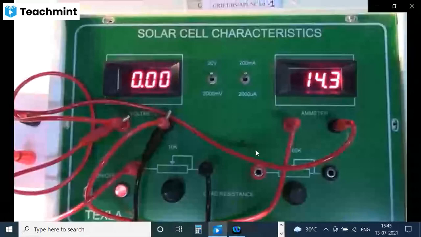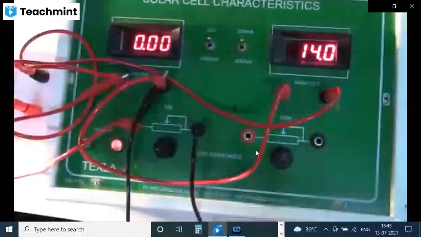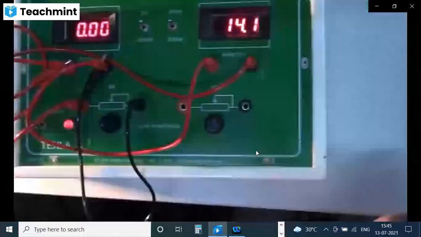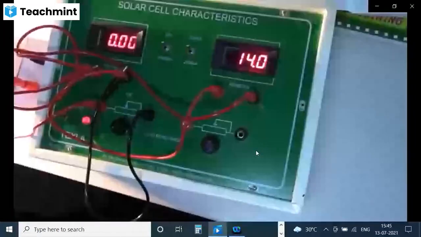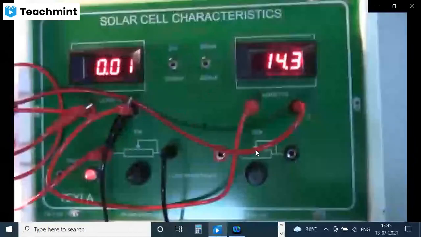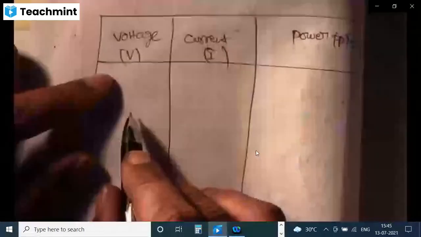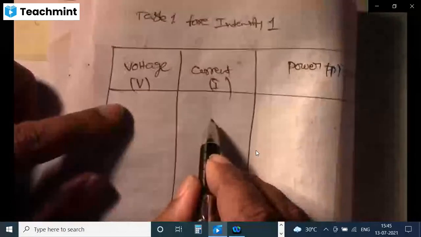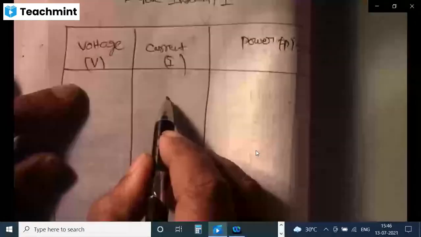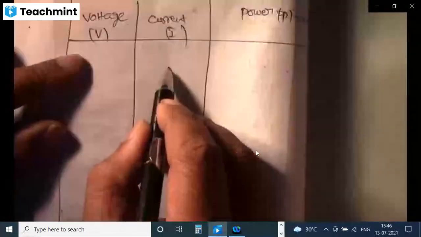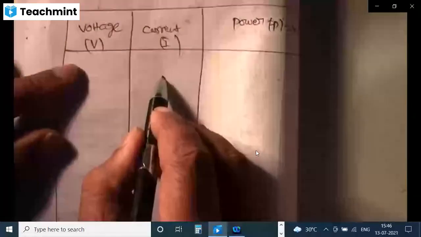So now students, how to take the readings? Yes, let me show. This is the tabular column for noting down the readings. Simple. What we are going to plot in this experiment, our aim of the experiment is to plot the VI characteristics of the solar cell. So we have to note down voltage, we have to note down the current, and we have to plot the graph between voltage and current. That will give the solar cell characteristics. Which characteristics exclusively? VI characteristics. So how to note down?